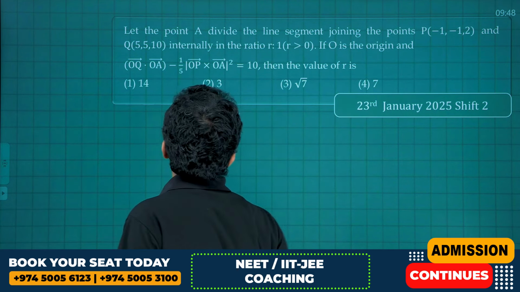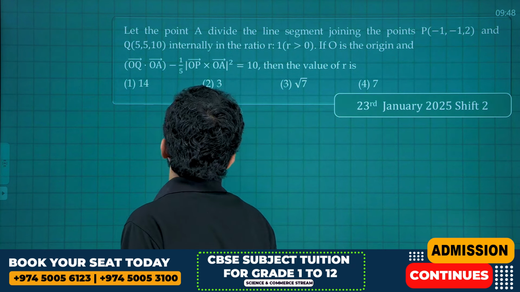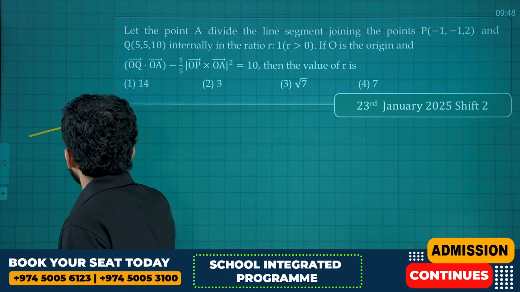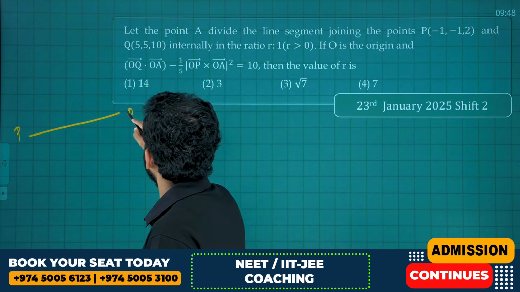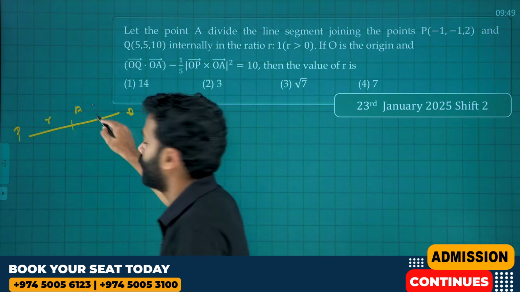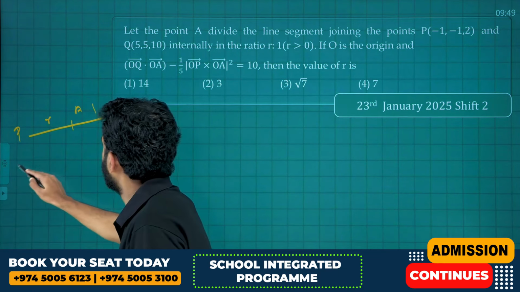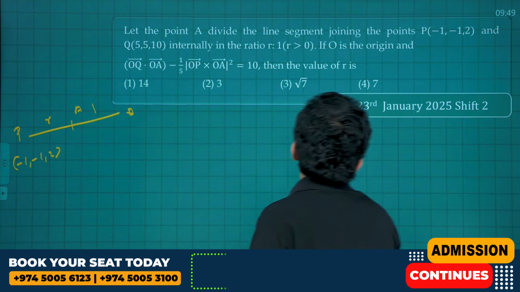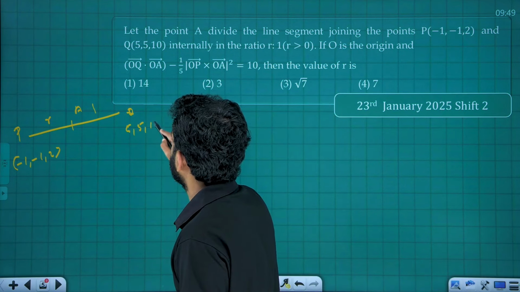Let's start from here. P and Q. Okay. Let's write P in here. That is P and Q. This we can take as A. It is dividing in the ratio r is to 1. It will be like this. r is to 1. And P is what? Minus 1, minus 1, 2. And what about Q? Sorry, Q is what? 5, 5, 10.